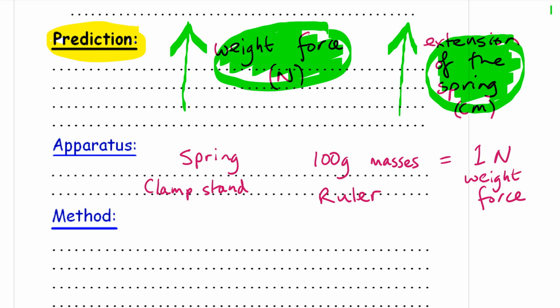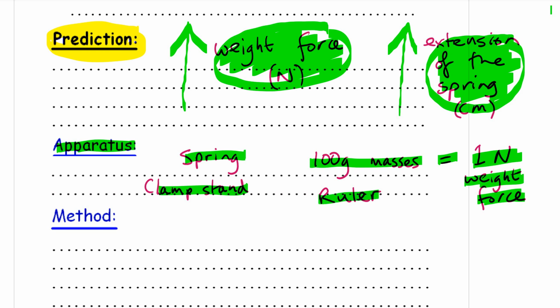Now, let's move on to the apparatus list. We've got a spring, a clamp stand, a 100-gram mass, which equals 1 newton of weight force downwards. That helps to cause the extension of the spring. And we've also got a ruler as well. Now, you're going to notice that I'm going to use all of these terms in the method.